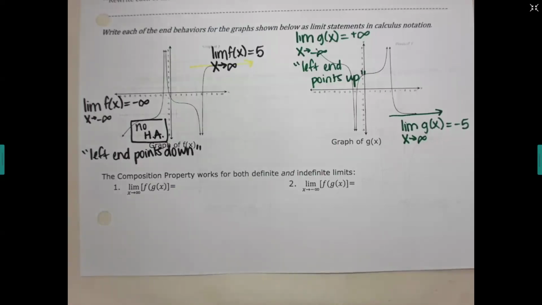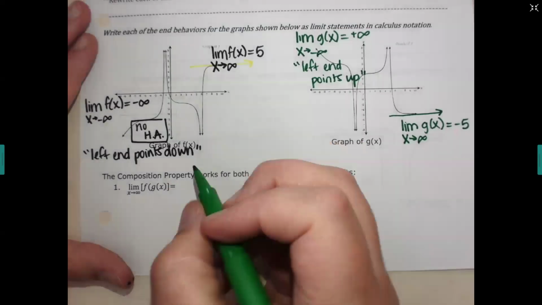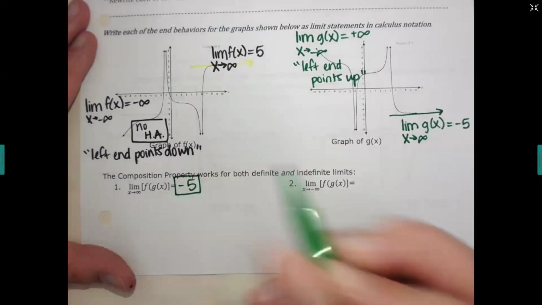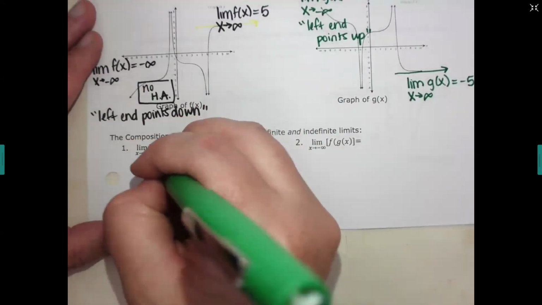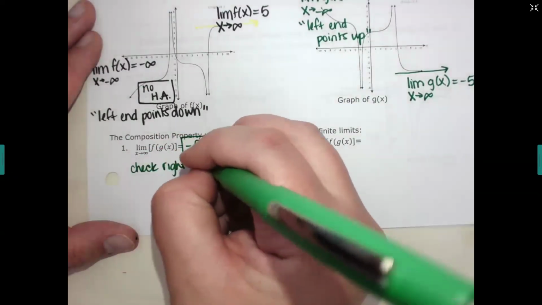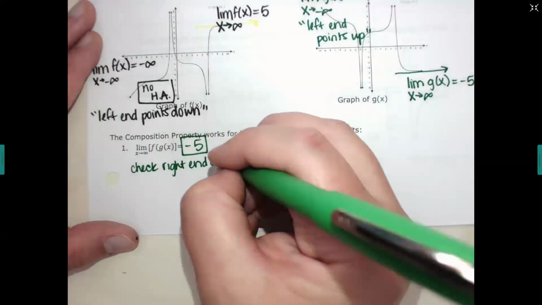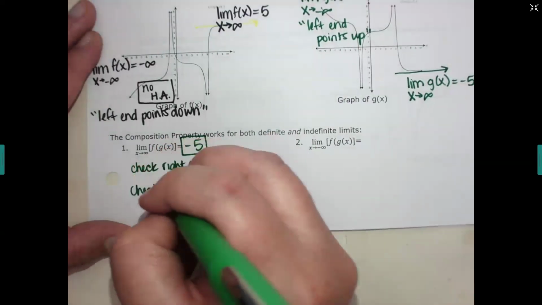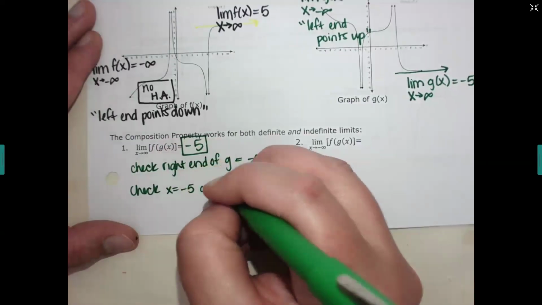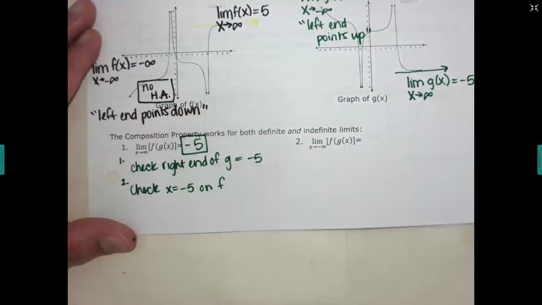That's the second one. What is the right end curving off to? Then I go to -5 on the graph of F. So at -5 on the graph of F, what's my Y value? It is -5. Okay? Now, because you get to use your notes on quizzes and stuff, I'm going to write the little steps for that. You would check the right end of, oh sorry, of G, which gave me -5. And then I checked X equals -5 on F. So 1 and 2.